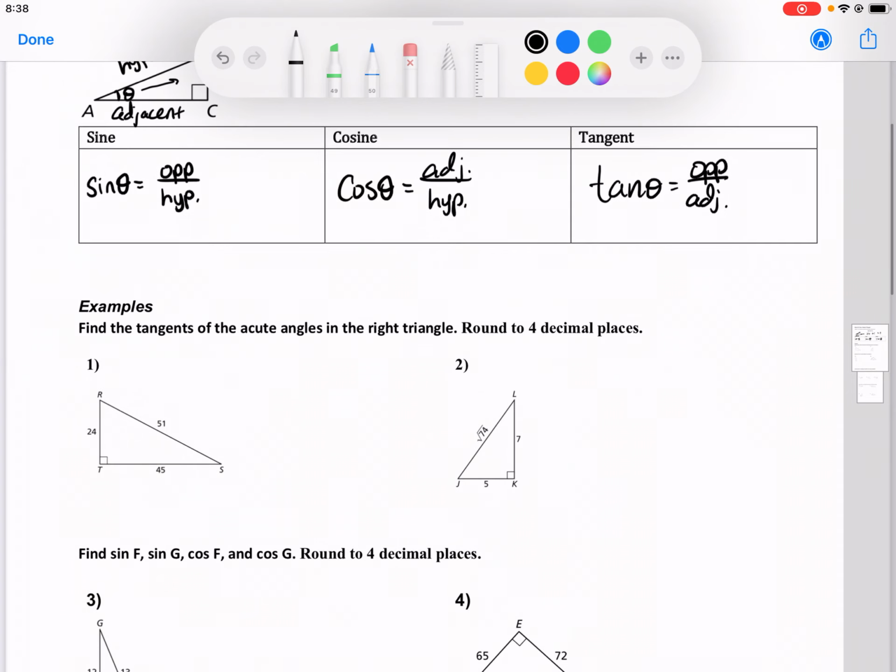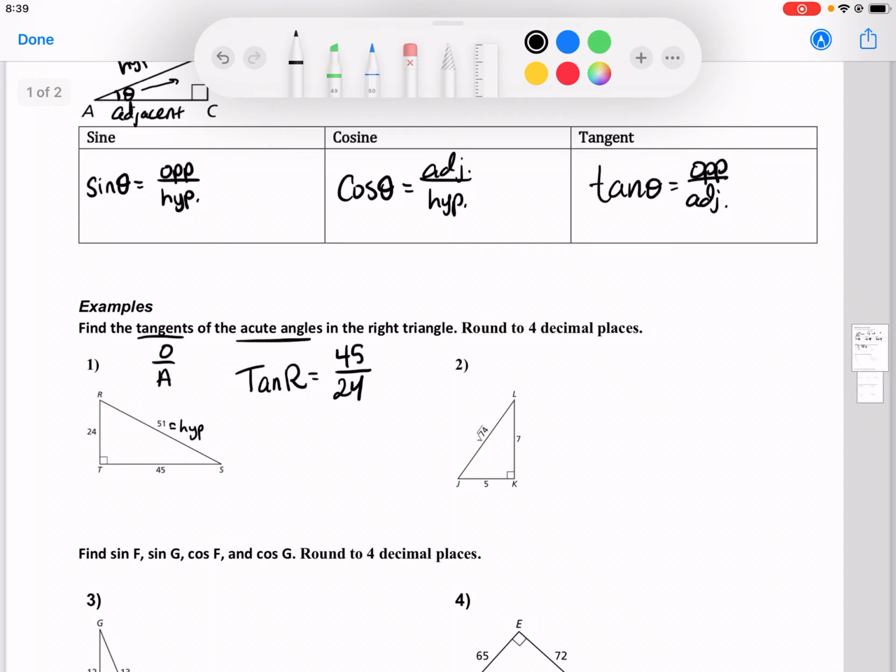So we're going to go ahead and try tangent first. Tangent is opposite over adjacent. And in this one, they're asking us to do the acute angles. So that means angle R for one of them and then angle S for the other. Let's start with R. So tangent is opposite over adjacent. For angle R, our opposite side would be 45, and our adjacent side would be 24. Because it's tangent, we ignore this 51 because that's the hypotenuse.